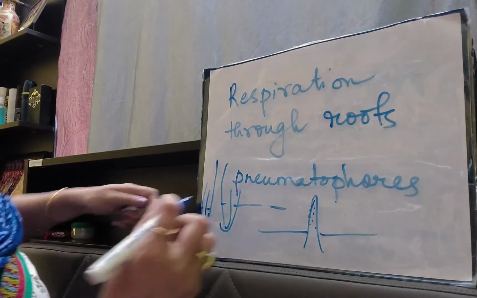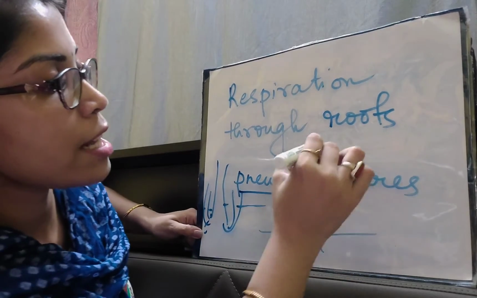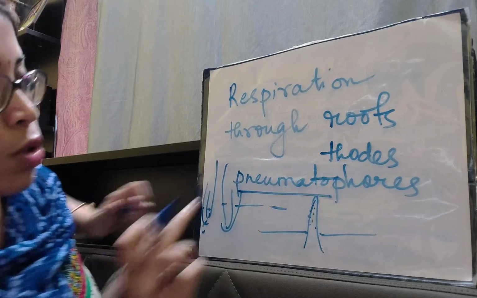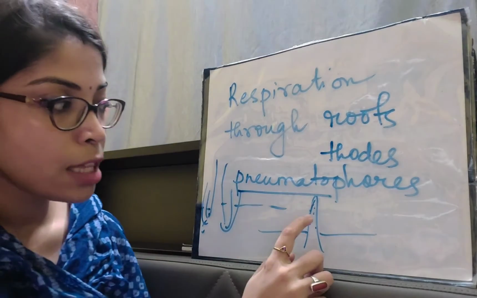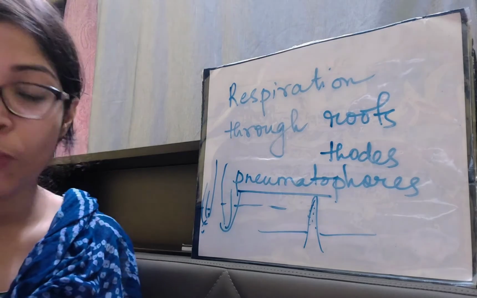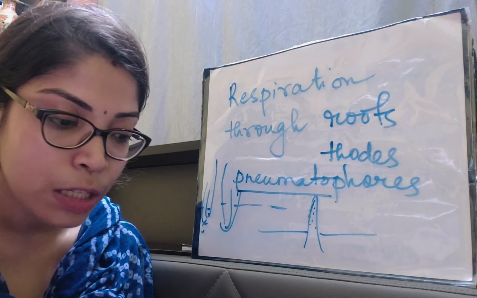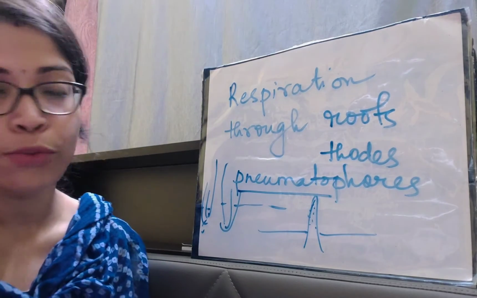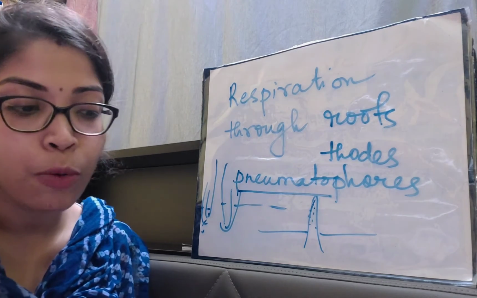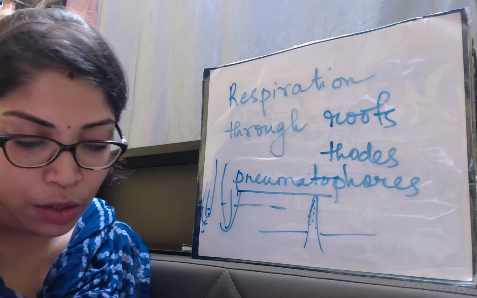I will write the name here. Pneumato, the same till there, and after that, thodes. Pneumatothores is the name of the pores. The pores are known as pneumatothores, which are present on the pneumatophores. Plants respire with the help of these pneumatophores. So I hope that much is clear to you all, how plants respire through stems and roots.